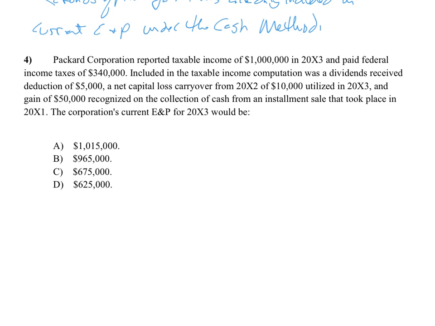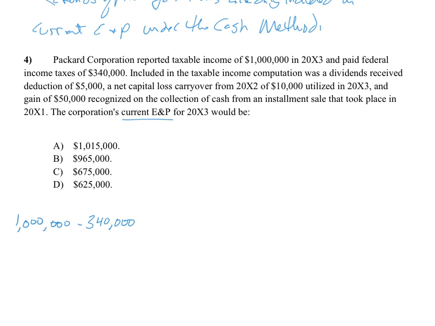All right, so this question requires us to actually compute current E&P for year 3. All right, so let's start with what we know. We've got taxable income. And what are we going to have to do? Well, we're going to have to subtract out the federal income taxes paid. And that was $340,000.